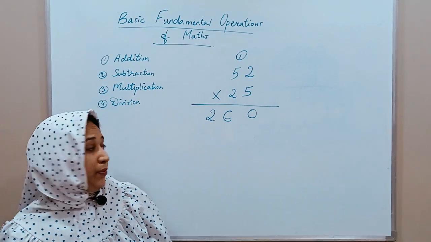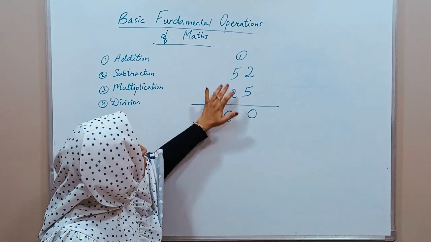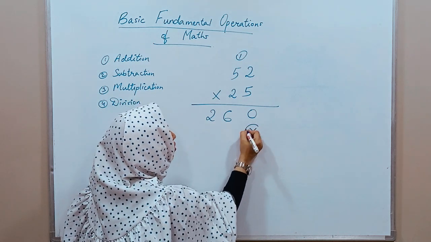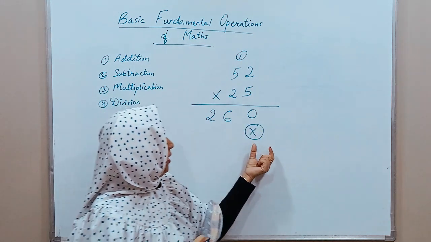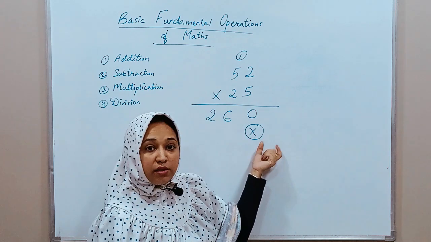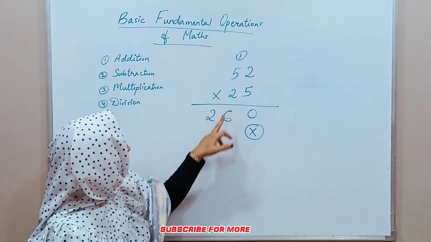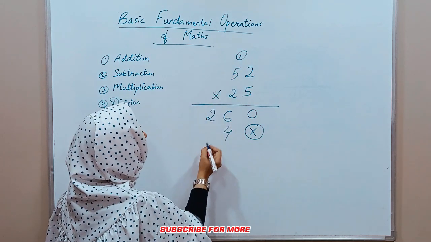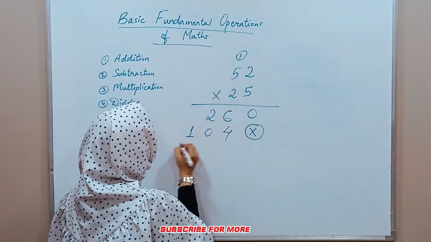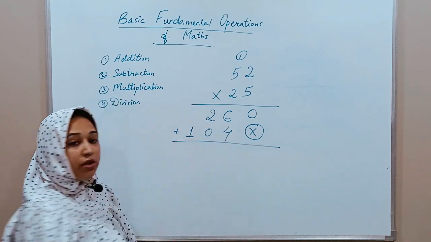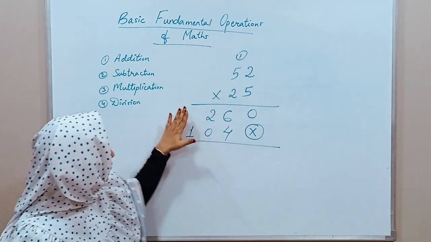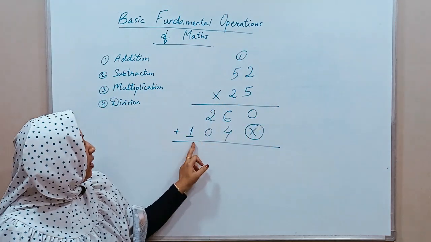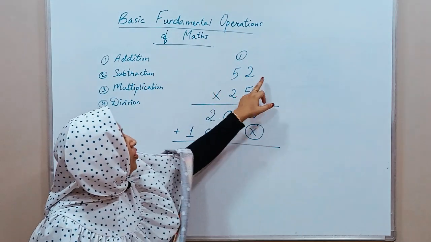Now what is the next step? You have to multiply 2 into 52. So first you will make a cross or a 0 here, okay, at the rightmost place below the rightmost digit. Then start 2 into 2, that makes it 4, and 2 into 5, that is 10. After that we will add the numbers. Okay, 260 is the answer for 52 into 5 and 104 is the answer for 52 into 2.